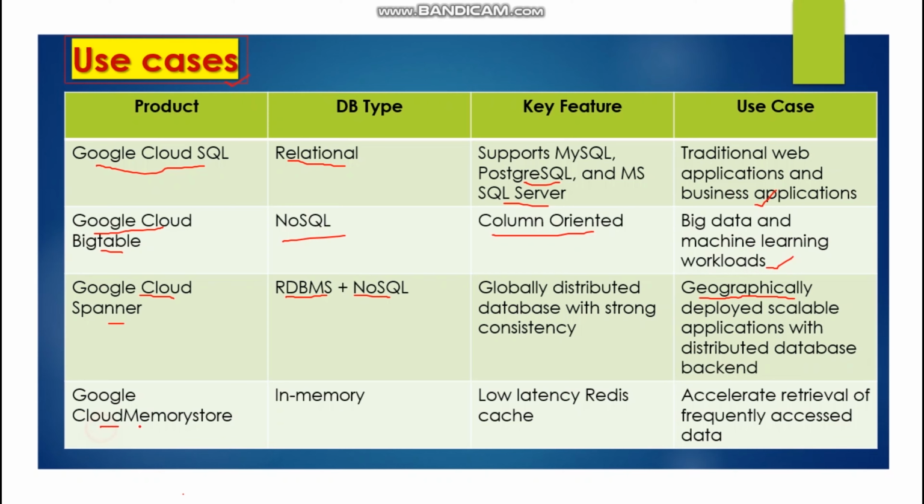Then there is Cloud Memorystore, that is basically an in-memory DB type, and it has a low latency Redis cache. Right? You can use it wherever there is frequent retrieval of data. In those cases, you can go and use Cloud Memorystore.